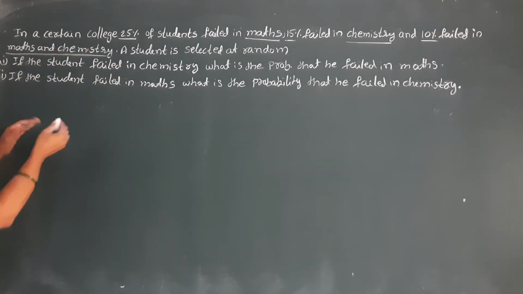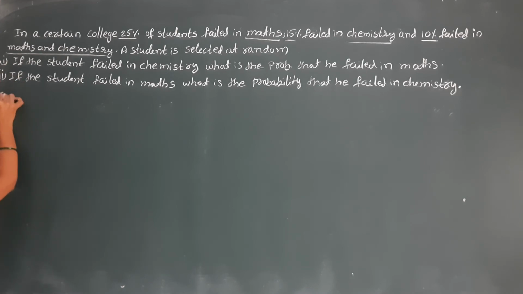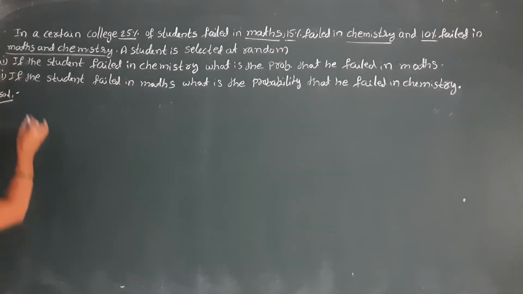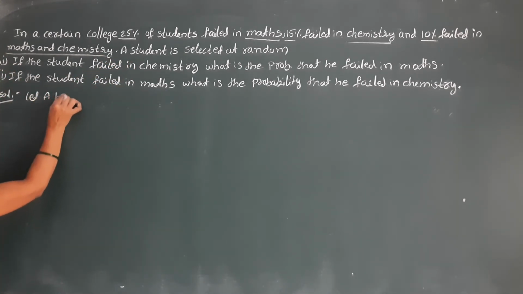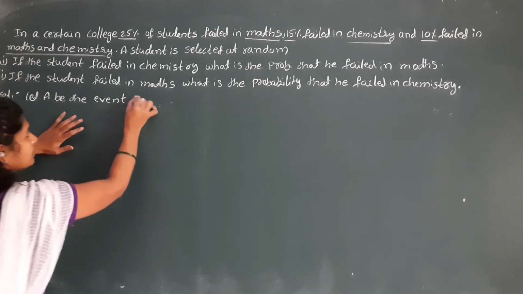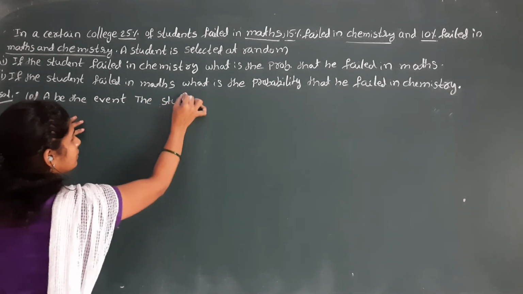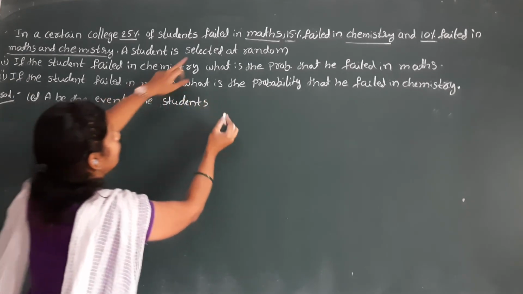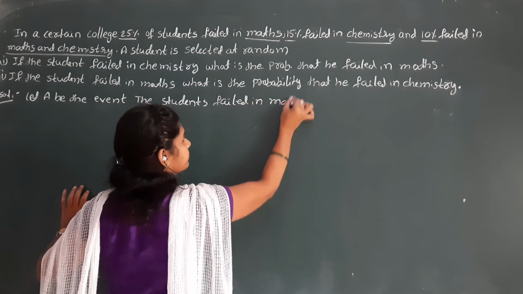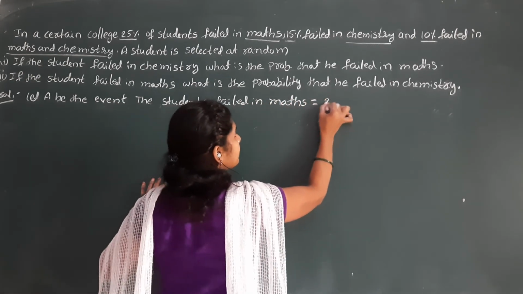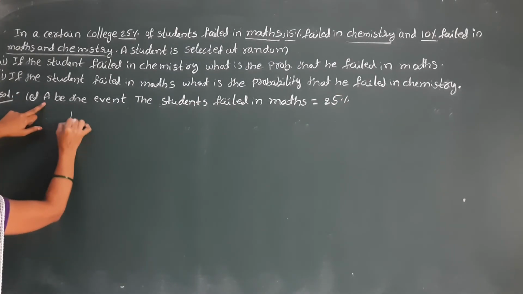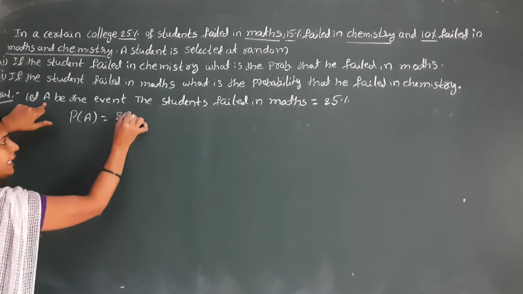So from up to this place I am writing the solution. Given 25% students failed in maths. Let A be the event: the students failed in maths. How much percent failed in maths? 25%. That means I consider this event A. So P of A is equal to 25%.